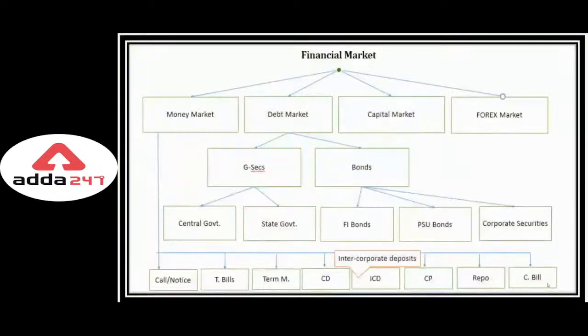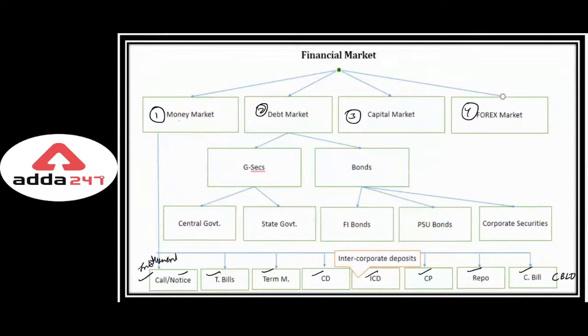Okay. Now, the financial market is of money market, your debt market, your capital market, and your forex market. Money market is simply when we are using the call money, notice money, also the term money, treasury bills, certificate of deposit, intercorporate deposit, commercial papers, repos, and commercial bills, or also CBLO. CBLO is also there. So these are the instruments of money market.